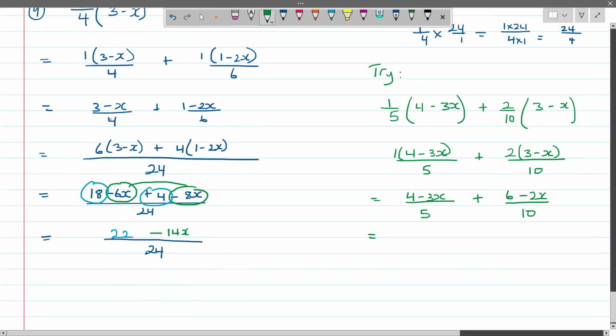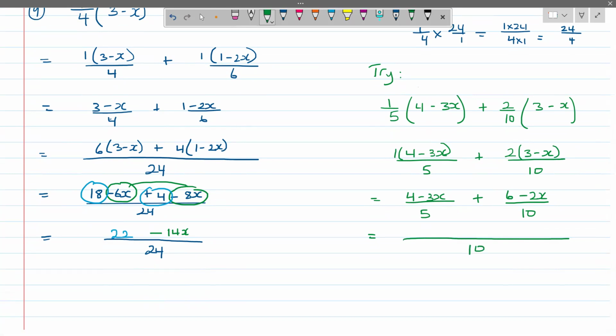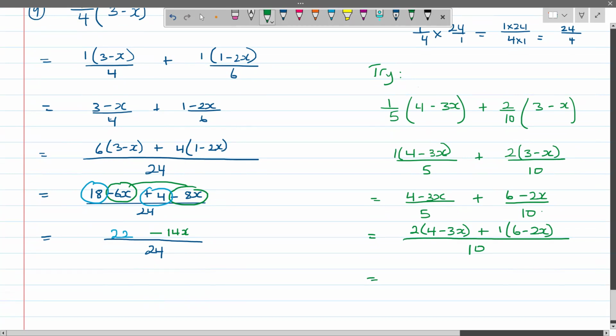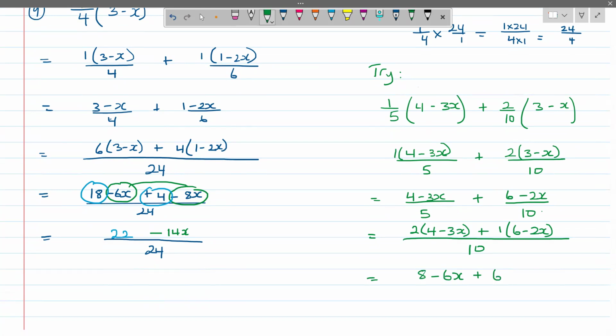Now we find our LCM. So 5 and 10, our LCM is 10. 5 into 10 will give me 2, and 2 by 4 minus 3x. Plus 10 into 10 will give me 1, and 1 by 6 minus 2x. We expand that. 2 4s are 8. 2 by negative 3 will give me negative 6x. 1 by 6 will give me 6. 1 by negative 2x will give me negative 2x.